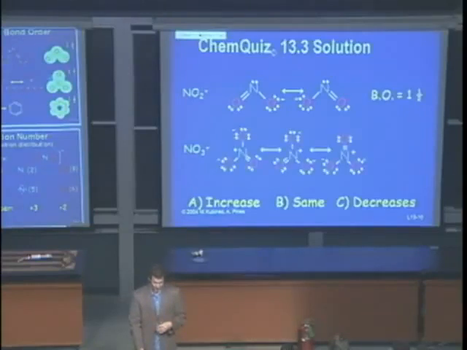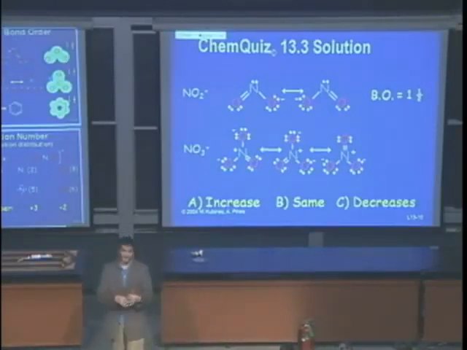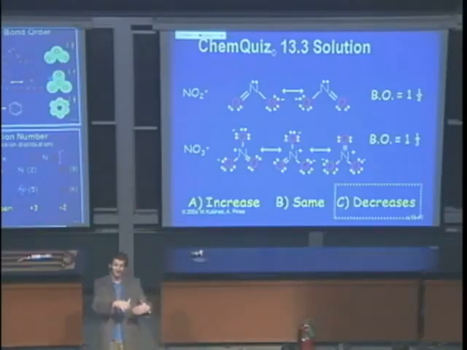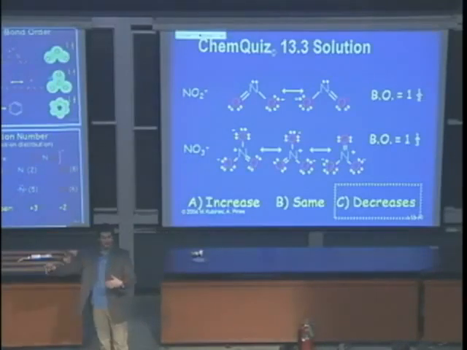Now, what about NO3 minus? It's isoelectronic with CO3 2 minus. So they're going to have the same Lewis structure. Again, we see 1 nitrogen-oxygen double bond, 2 NO single bonds. There's 3 total positions, so like CO3, our bond order is 1 1/3. So that means the bond order decreases when we move from NO2 minus to NO3 minus.